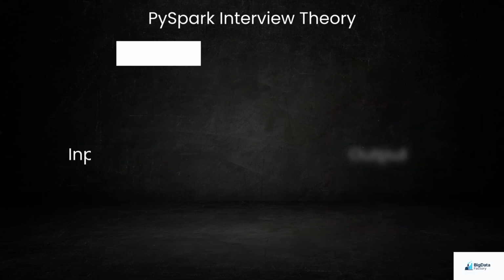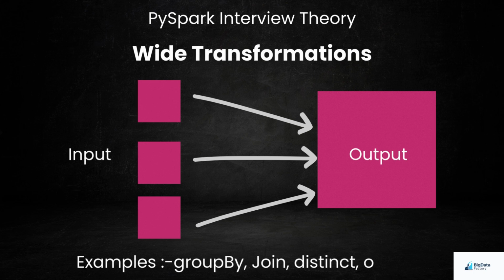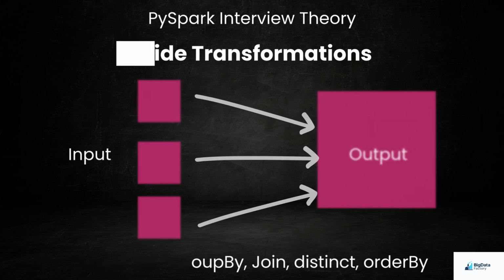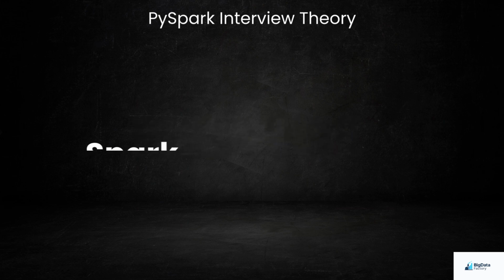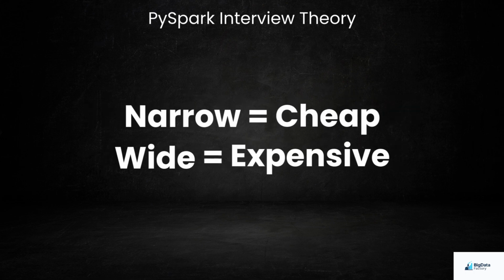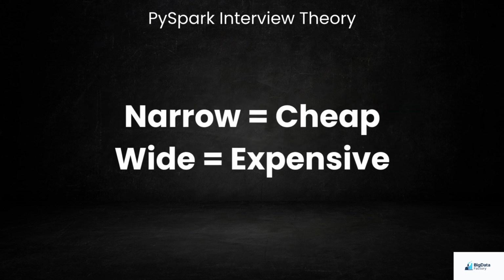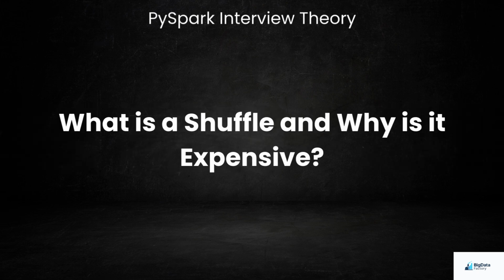And a wide transformation means output partition depends on many input partitions. Examples: groupBy, join, distinct, orderBy. Wide transformations usually cause something called a shuffle. If you hear shuffle, translate it in your head as Spark is moving data across the network. That's expensive. So a really good beginner mindset is narrow transformations are usually cheap, wide transformations are usually expensive. And we move to the next question. What is a shuffle and why is it expensive?